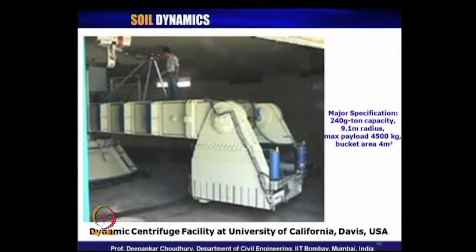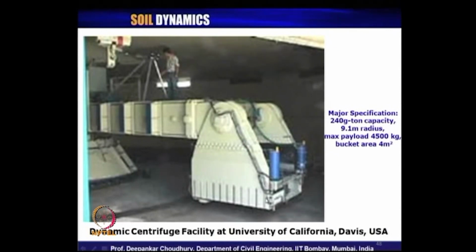Now, at present, the world's largest centrifuge is located at University of California, Davis, USA. This is the world's biggest size of centrifuge. You can see its major specification is 9.1 meter radius. So, the diameter is about 18 meter. 18 meter means about a conventional 6-storied building in the horizontal direction. It is just double the size of our centrifuge. So, that is the world's biggest centrifuge. Also, they can do the dynamic testing.